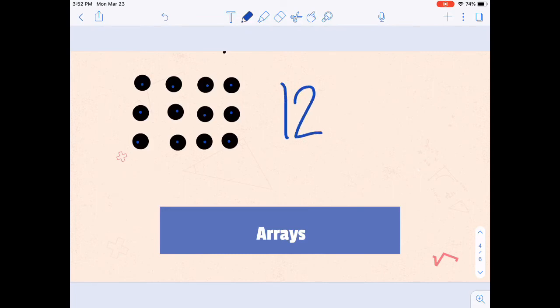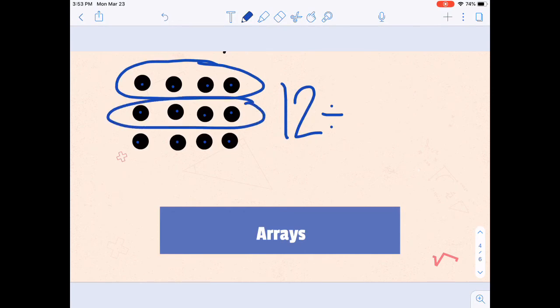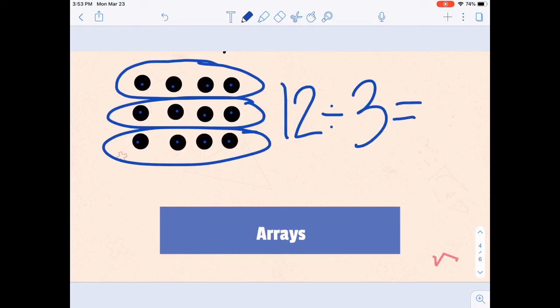Then I'm going to put my division symbol. And I'm going to say there are 1, 2, 3 rows, right? So our divisor is going to be 3, and then my quotient is going to be how many dots are in each row. So I have 1, 2, 3, 4 dots in each row, so 12 divided by 3 is going to equal 4.